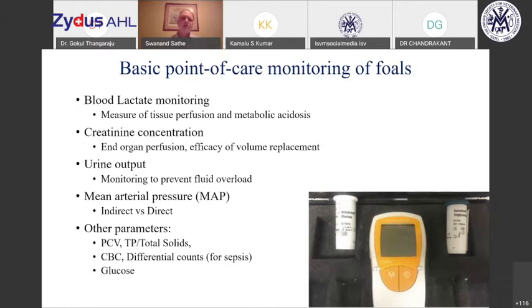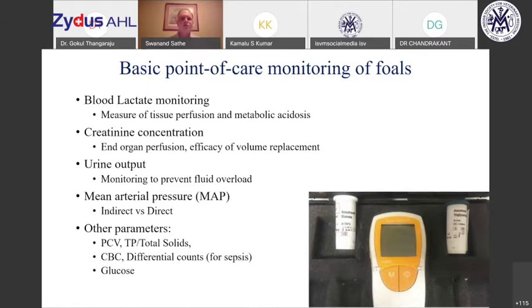Mean arterial pressures can be measured either directly or indirectly. If you have a foal that's up and happy but still dehydrated, you could do an indirect measurement by putting a blood pressure cuff on its tail. We usually measure the mean arterial pressure on the coccygeal artery.